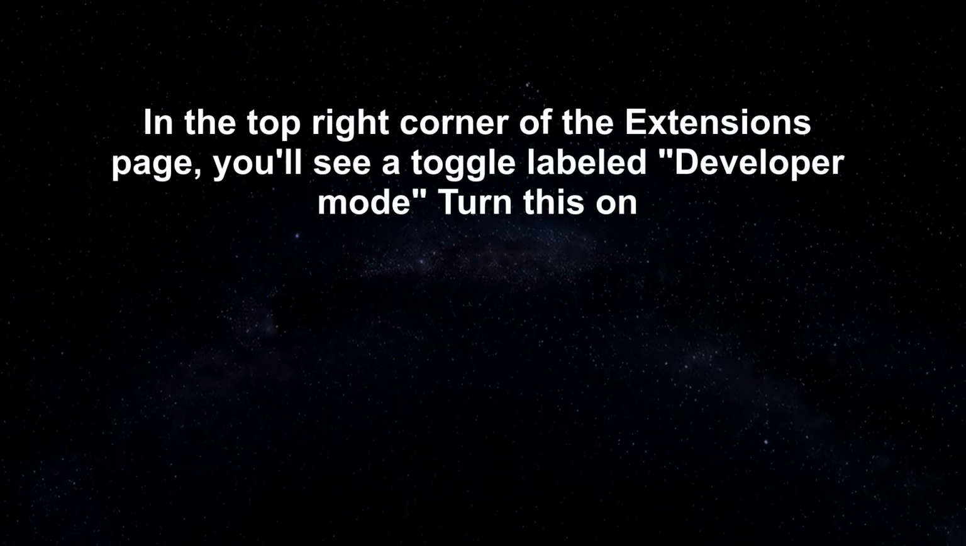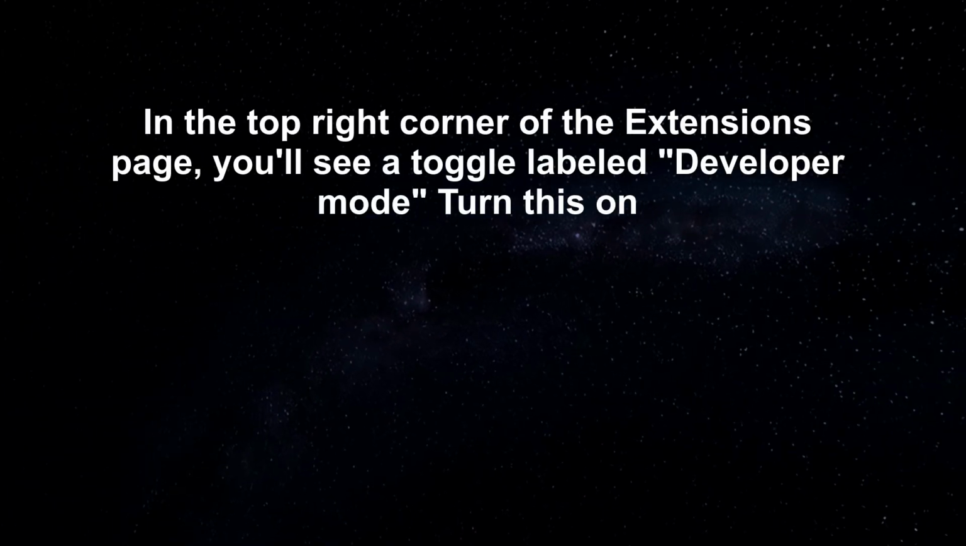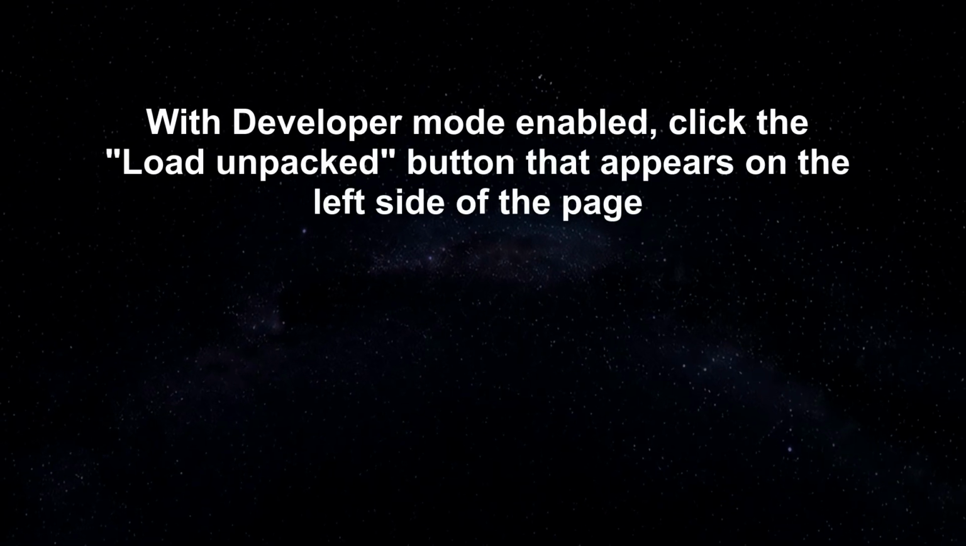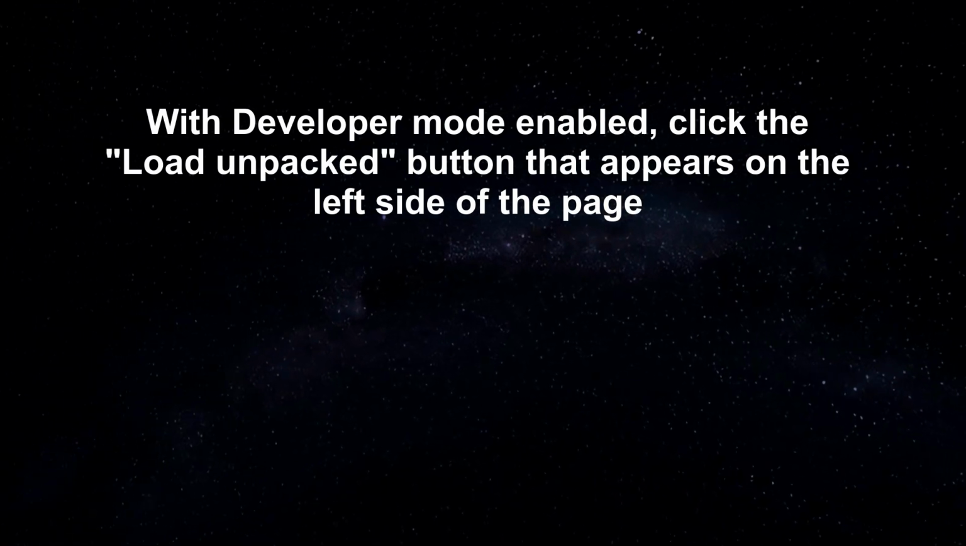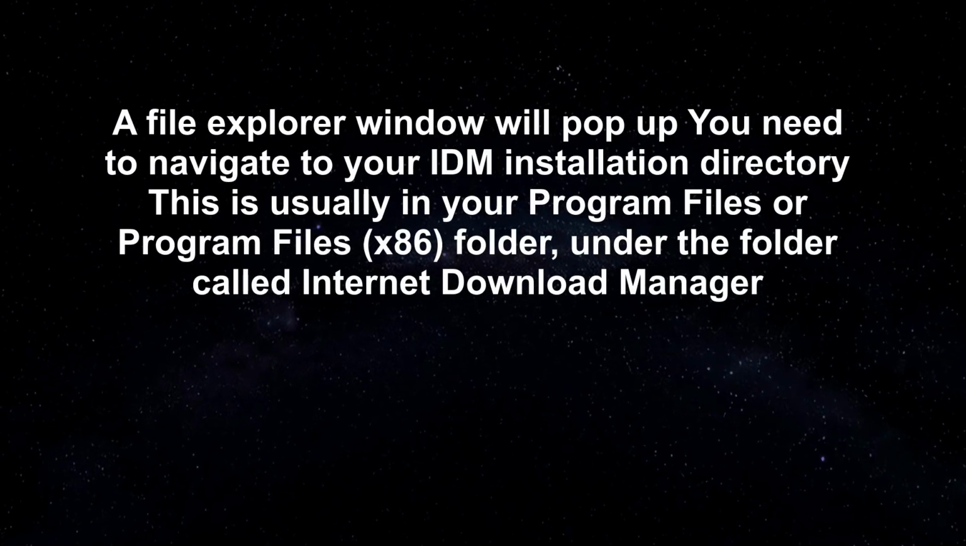In the top right corner of the Extensions page, you'll see a toggle labeled Developer Mode. Turn this on. With Developer Mode enabled, click the Load Unpacked button that appears on the left side of the page. A File Explorer window will pop up.